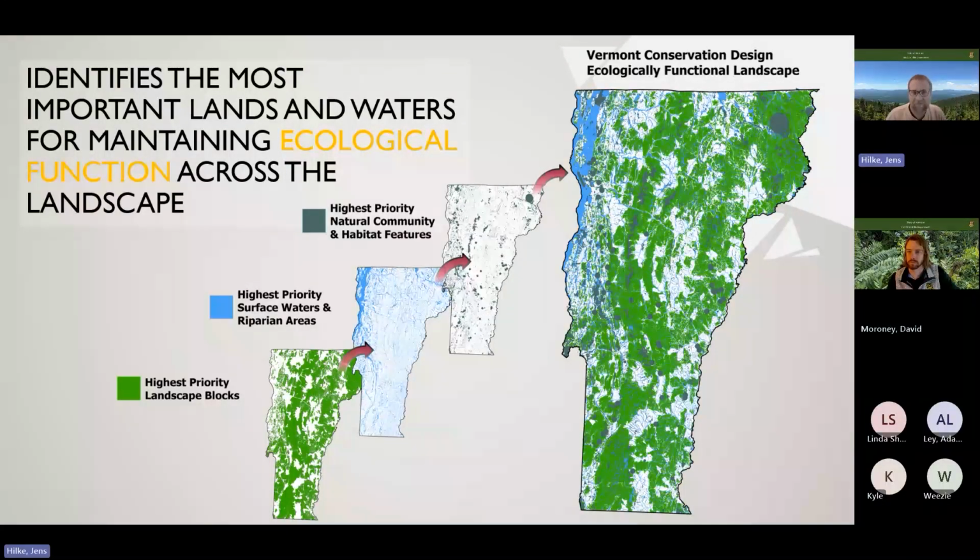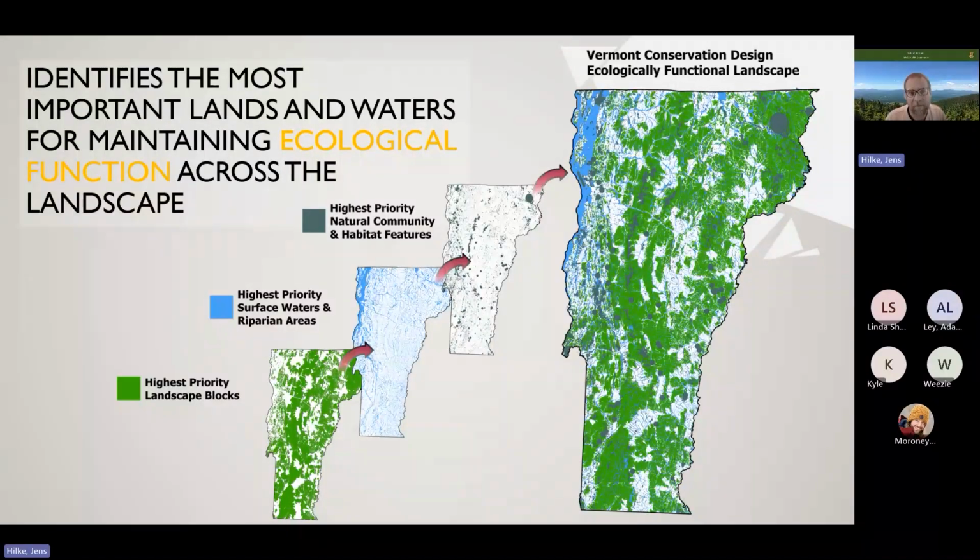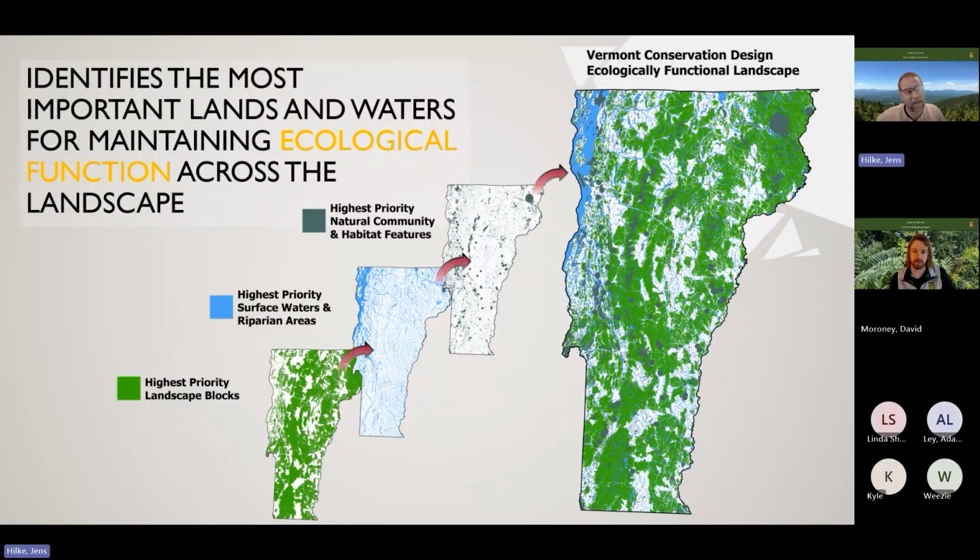But I do want to take a moment to think about this idea of ecological function, right? Because we're moving to this landscape scale, and not all parts of the green on this map have the same ecological functions. A floodplain is different than a high elevation montane forest, is different than the edge of a habitat block where there's connectivity. So you have to understand the concept of ecological function. What are the functions that are going on in a particular place?